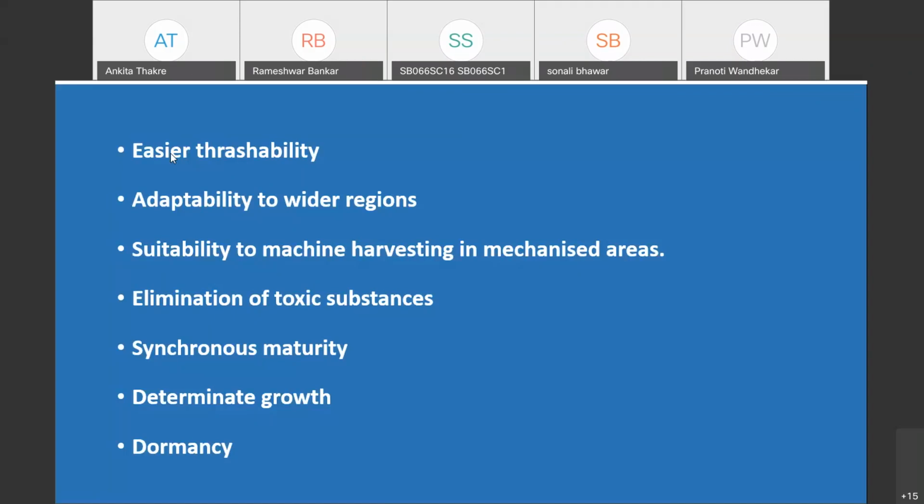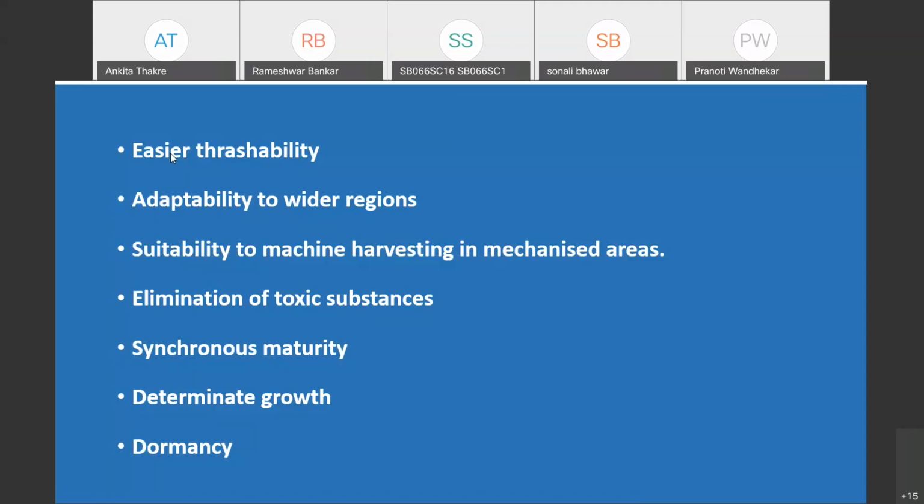Dormancy means what? Dormancy is nothing but the resting period in the seeds. Okay, the dormancy period or the resting period in the seed is changed using the knowledge of plant breeding. The new varieties are produced by using the knowledge of plant breeding in which the dormancy period is changed. Dormancy means the resting period of the seeds.